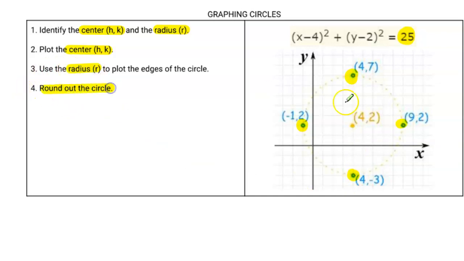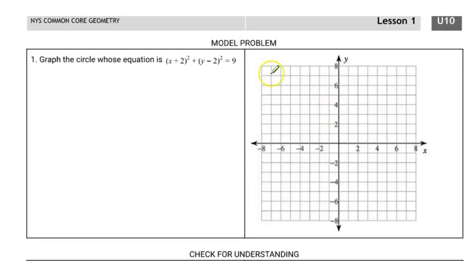You're going to be sketching this. You don't have to use a compass or anything like that. You're just going to be sketching it with your pencil or something like that, so it doesn't have to be too crazily accurate. It just has to be curved like a circle. Let's try this one out.